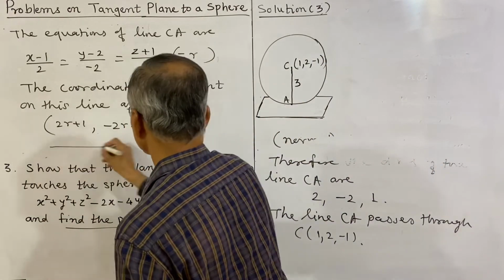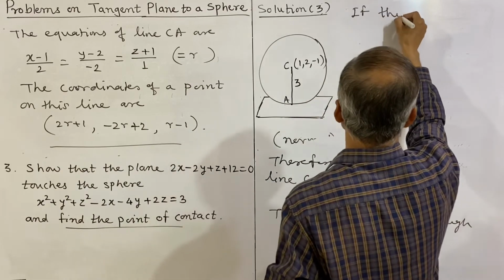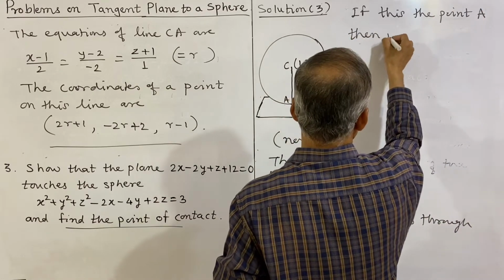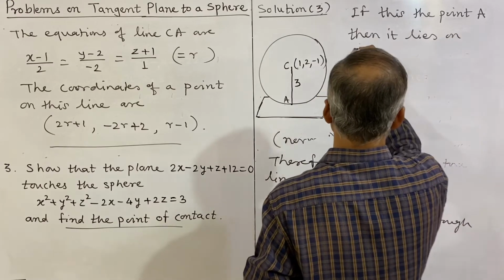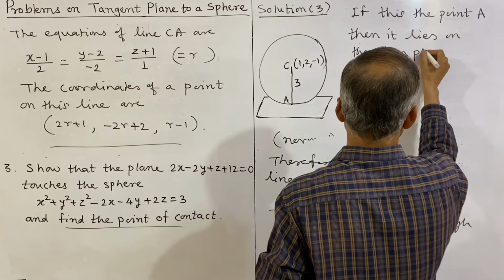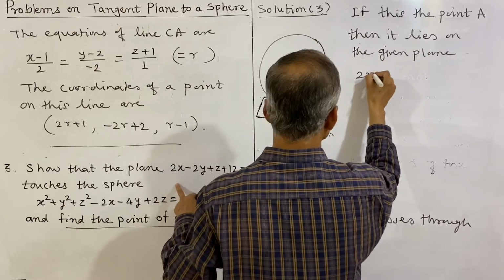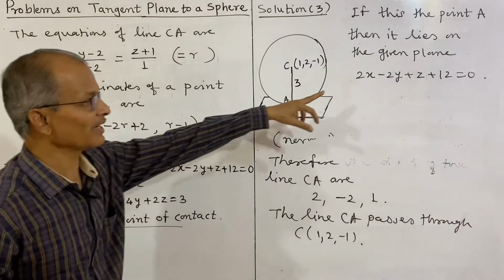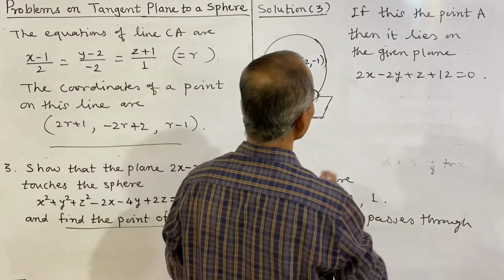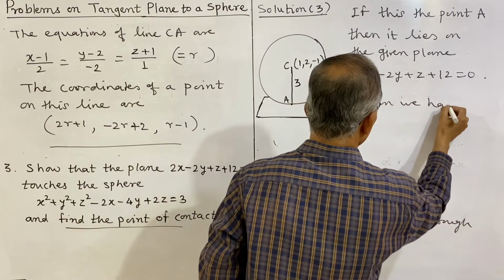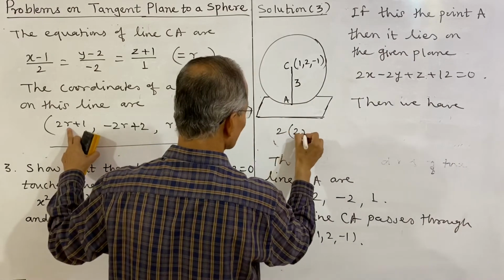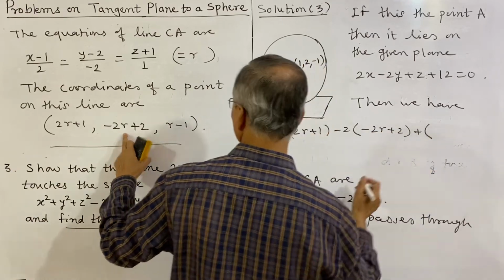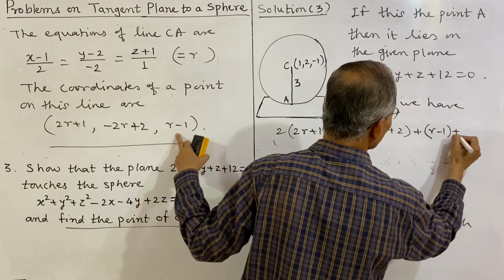Now I can write here, if this is the point A, then it lies on the given plane. So what is the given plane? That is 2x minus 2y plus z plus 12 is equal to 0, and thus these coordinates must satisfy this equation of the plane. And then we have 2 into x, that means 2r plus 1, next is minus 2 into y, that is minus 2r plus 2, and next is z, r minus 1, and plus 12 is equal to 0.